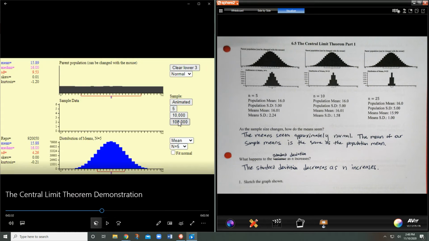When we start taking lots and lots of samples, we see that it appears to be approximately normal. And notice our mean for our sample means is 15.88, and the mean of our population was 15.89. Our standard deviation for our population was 9.53, and the standard deviation now is 4.26. The data is less spread out, but the means are approximately the same.